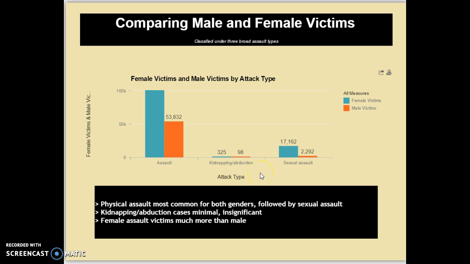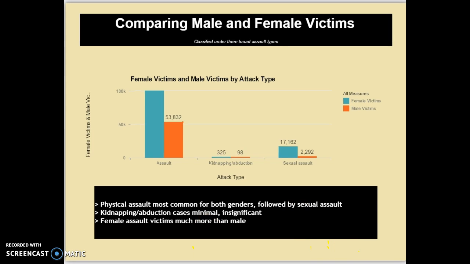To reassure that this was the right direction to go, we decided to classify all the recorded incidents into 3 broad attack types, namely physical assault, kidnapping and abduction, and sexual assault. Here, once again, we compared the number of male and female victims and found that in each type of assault, the number of female victims is clearly much larger than the male victims. At the same time, it was also clear that kidnapping and abduction form a very tiny fraction of the total number of incidents. Therefore, we would focus our research here on mostly sexual and physical assaults.